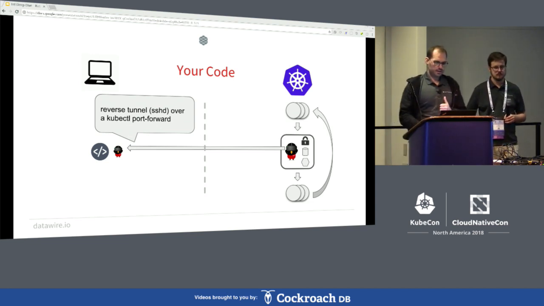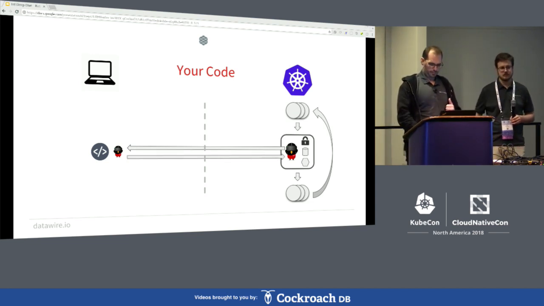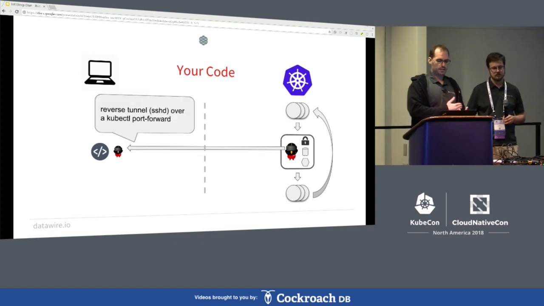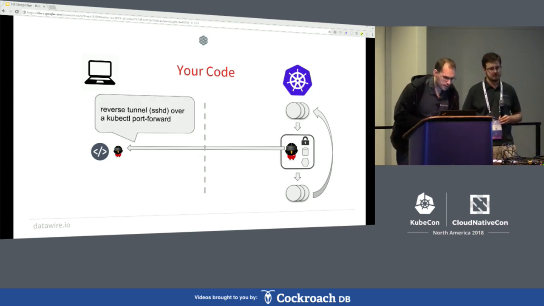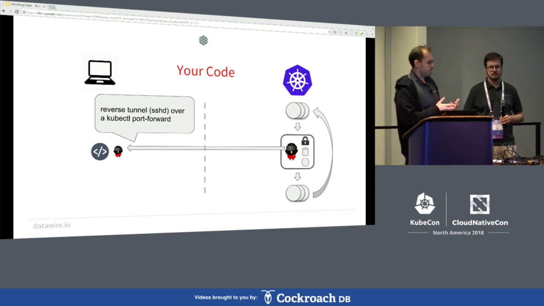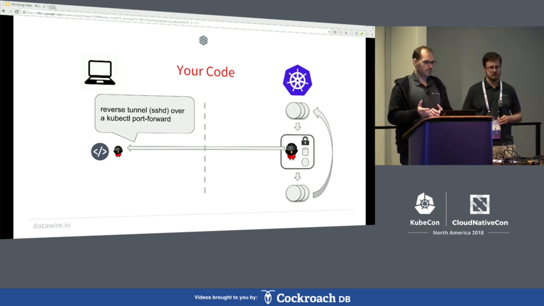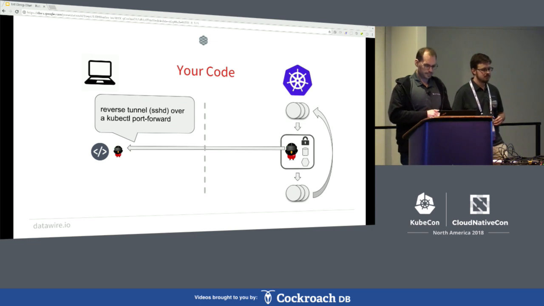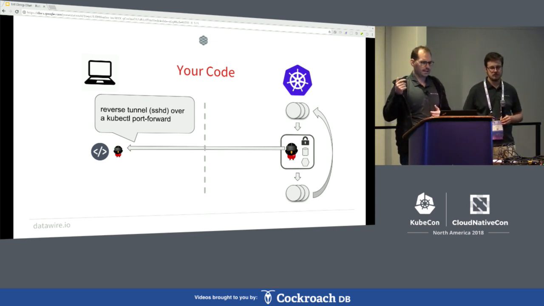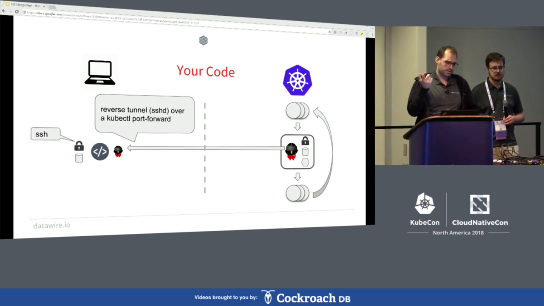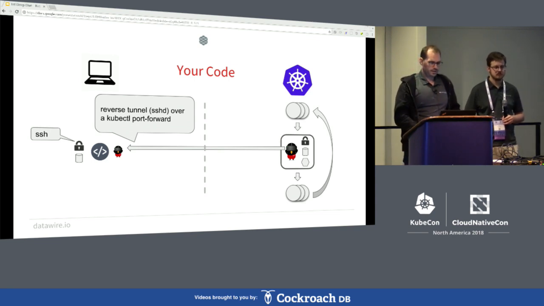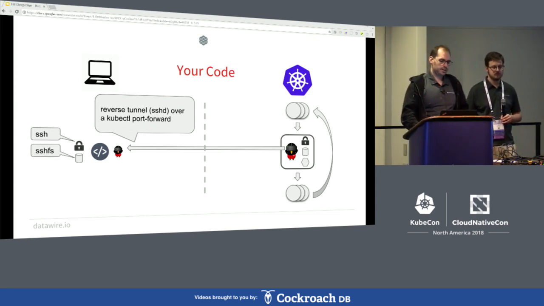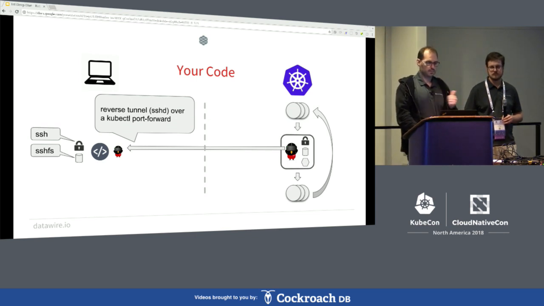What we do on the inbound side of the proxy here is we establish a reverse tunnel via SSHD over a kubectl port forward. And this lets us relay any incoming connections on the cluster side right down to your laptop. We use that same SSH connection to pull down environment variables, and we use SSHFS to mirror the in-cluster file system right onto your laptop.